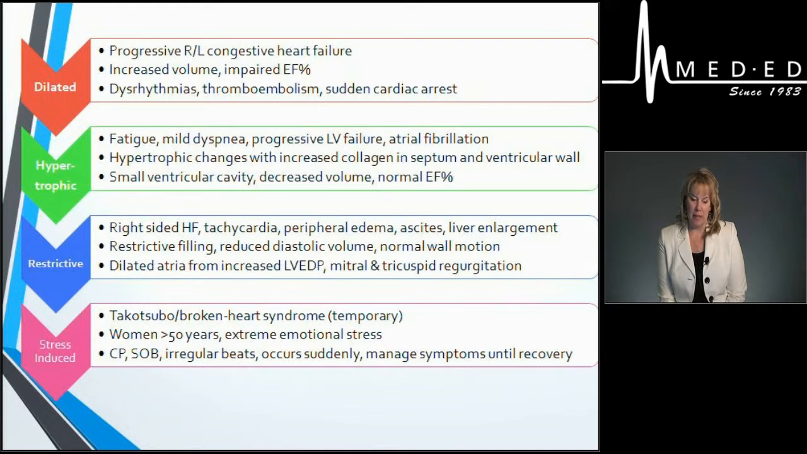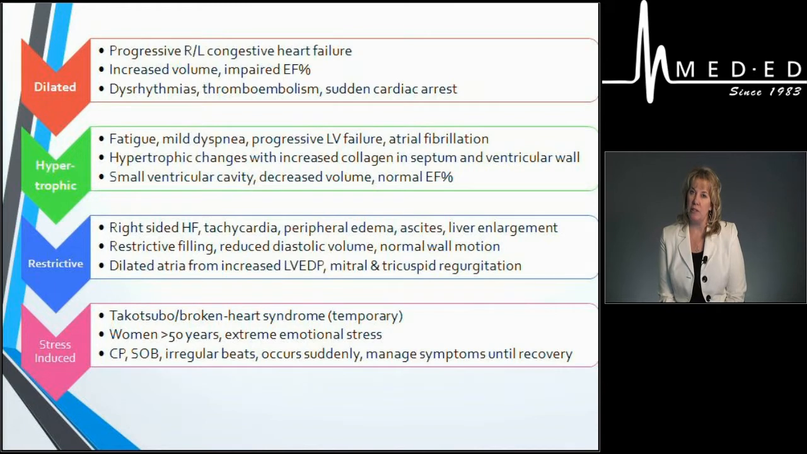Restrictive cardiomyopathies are something that we can see with our right-sided failure, where again we have changes to the ventricle and how well it functions. If it becomes stiff, sometimes they'll see tachycardia, peripheral edema, and ascites. Liver engorgement is a common finding with right heart failure.